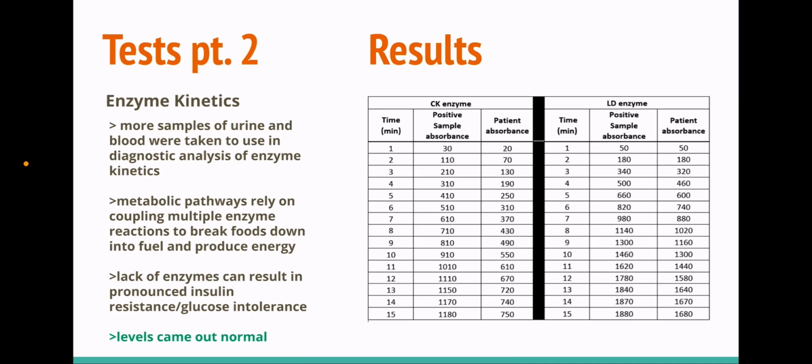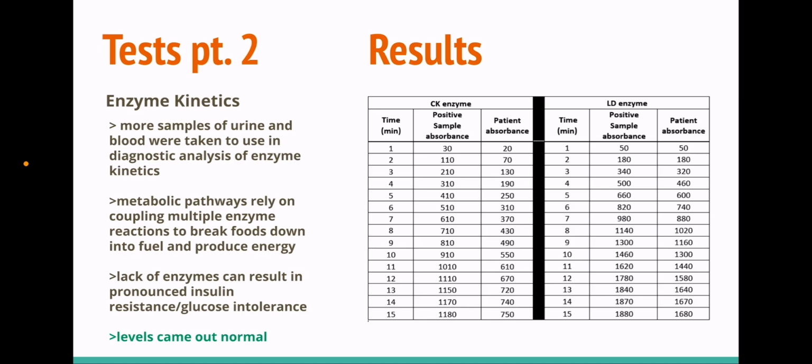Now, why are we testing this? Enzyme kinetics are responsible for our metabolic pathways, or our metabolic pathways rely on them. They break down food into fuel and produce energy. If we have a lack of them, it can result in pronounced insulin resistance and glucose intolerance, which are common symptoms of diabetes. To test this, we will take more samples of her urine and blood, and her levels, which are pictured on the right, did come out normal. This means that she more than likely does not have diabetes, but something is causing that blood sugar level to be elevated.